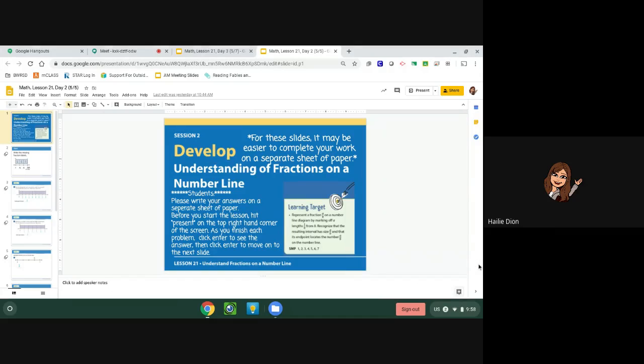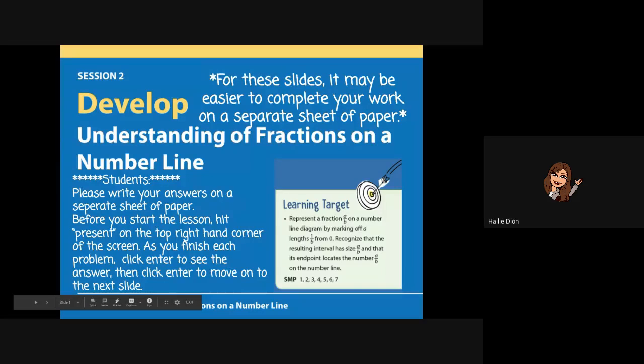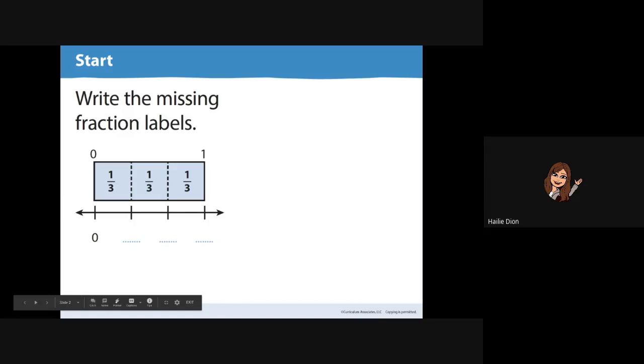So today we're going to be understanding how fractions work on a number line. Like yesterday, we're going to continue our work with playing around with fractions on number lines. To start off, we need to write the missing fraction label.